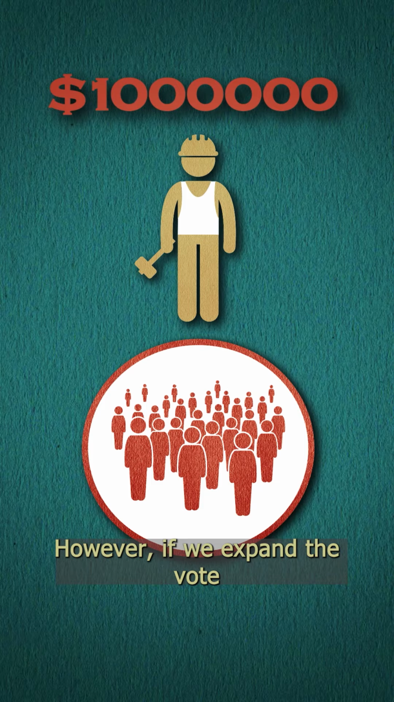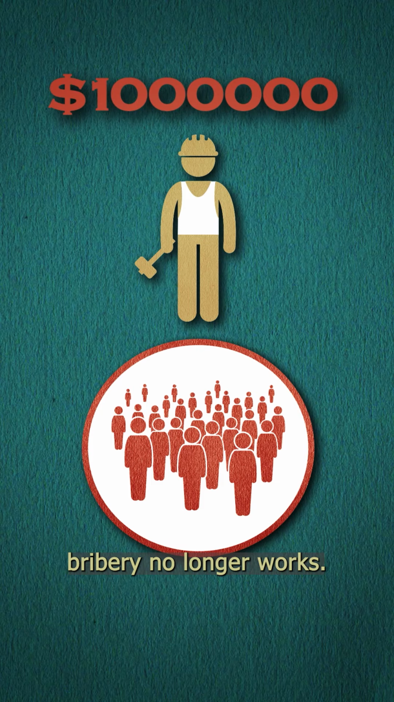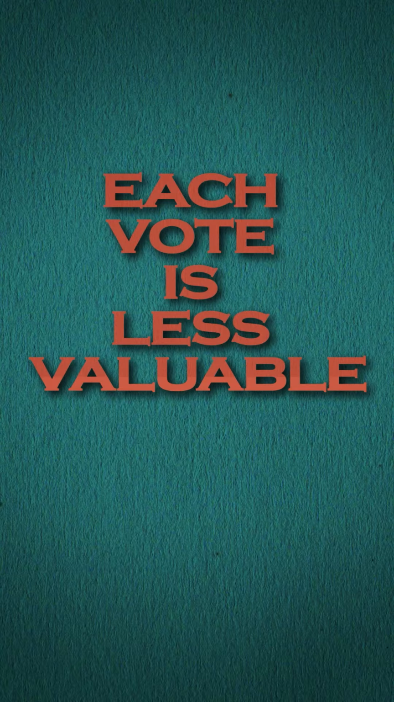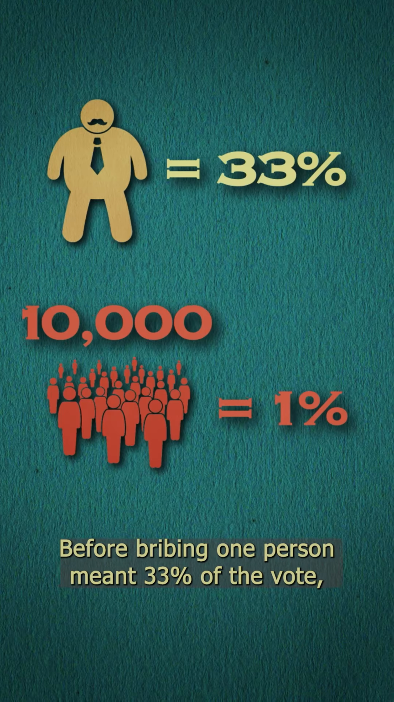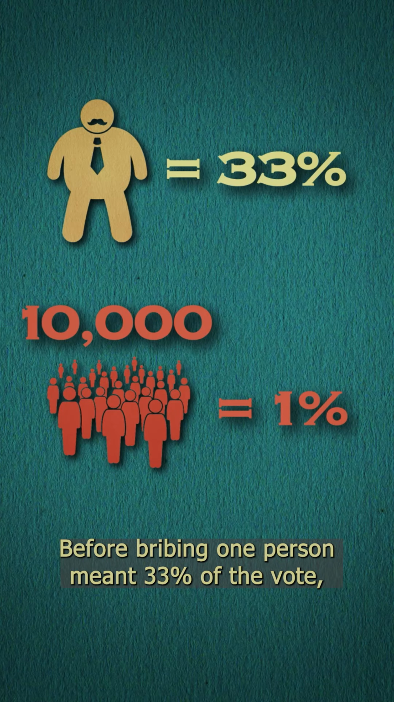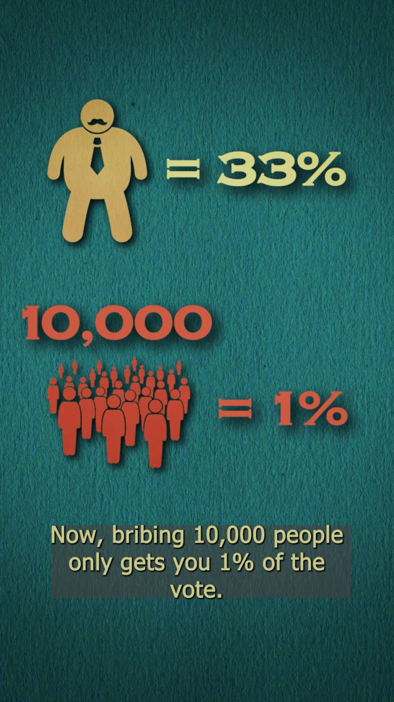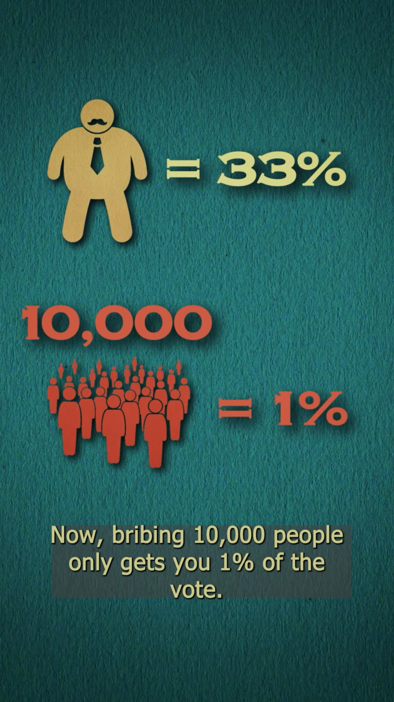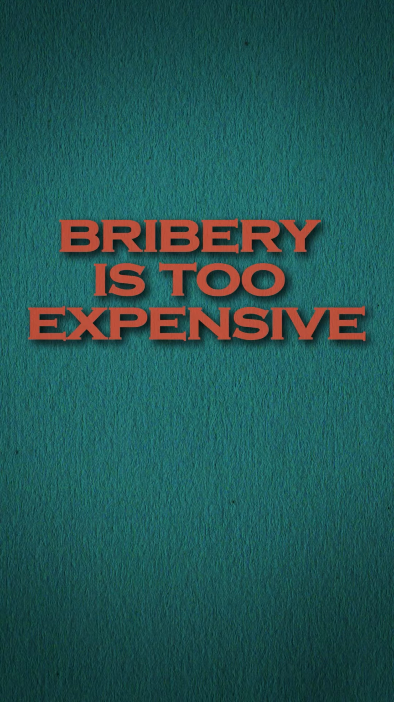However, if we expand the vote to everyone in the city, bribery no longer works. First, each vote is now much less valuable. Before, bribing one person meant 33% of the vote. Now, bribing 10,000 people only gets you 1% of the vote. Second, bribery becomes too expensive.